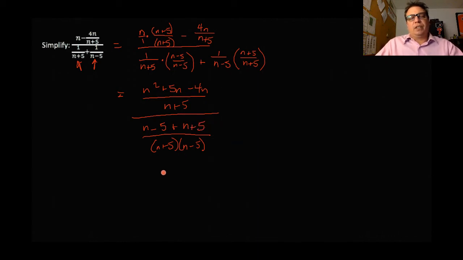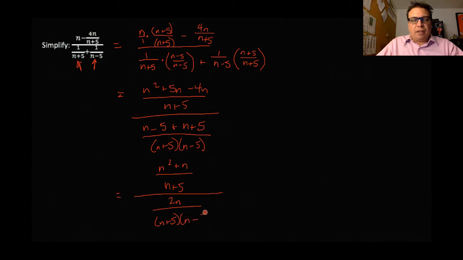All right, that's a huge fraction. I got to clean it up now. So equals, so we'll deal with the larger overall fraction. My numerator, I got to clean that up. I'm going to get n squared plus n when I combine these. And then the denominator of the numerator is n plus 5. Now looking at the numerator of my denominator, I have n minus 5 plus n plus 5. So that's just going to give me 2n. Then I need the denominator of my denominator, which is n plus 5, n minus 5.